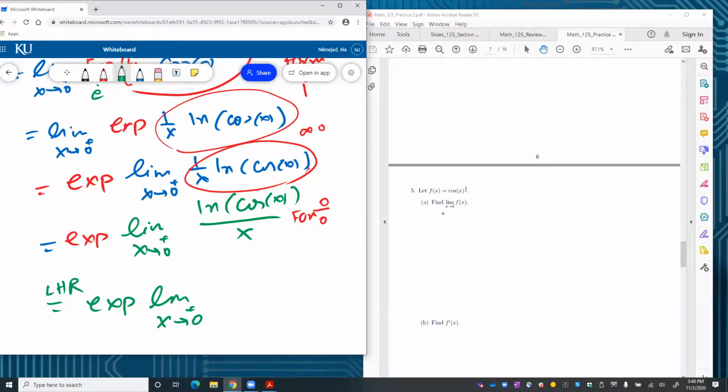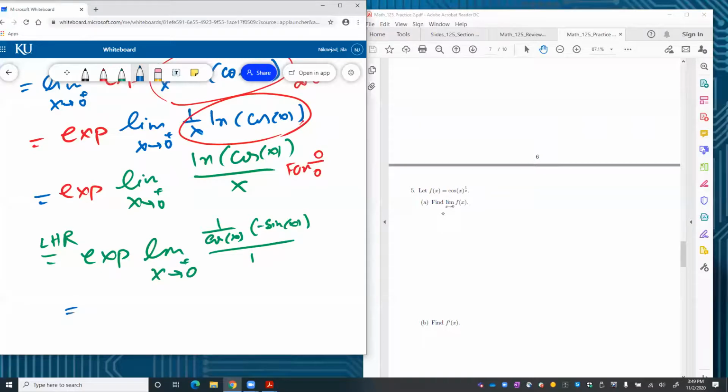And then here, L'Hopital's rule: if the limit is not there, L'Hopital's rule doesn't have any meaning. So these notations are very important. Natural log of cosine of x, the derivative of that is 1 over cosine of x times the derivative of the inside, which is negative sine of x, divided by the derivative of x, which is 1.